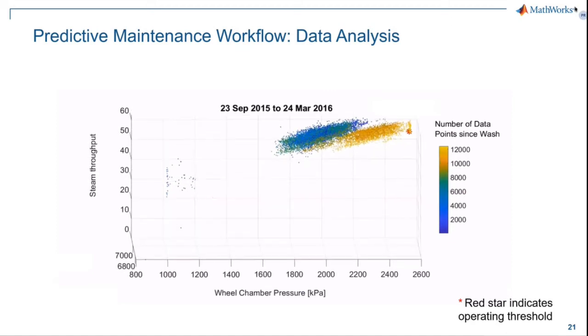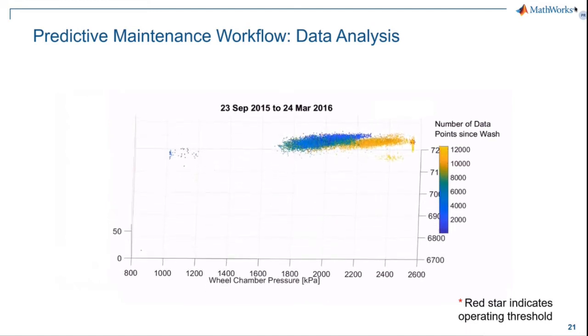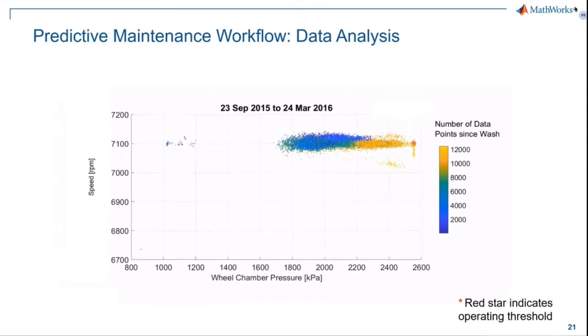And it is at this point where we know our system is operating inefficiently. From this, we could determine what the operating threshold needed to be, which is this red star. So this is where we don't want to be operating, or anywhere too close to this region. We can see that that point corresponds with the wheel chamber pressure threshold, which is chosen by the operator, and the point where we start seeing the decrease in speed. So once we are within certain bounds of the operating threshold, this is when we typically want to wash the turbines, so we can start operating in the blue region again.